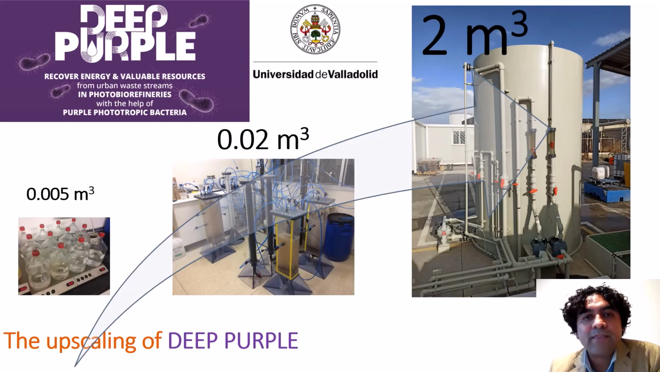An example of the production of the added value molecule ectoine from biogas is the European project Deep Purple. The bioconversion of biogas into ectoine is conducted at the University of Valladolid in Spain. The project is currently developing the technology at a semi-pilot scale with high mass transfer bioreactors of 20 liters. Soon the project will scale up to a bioreactor of 2 cubic meters, converting biomethane into ectoine.